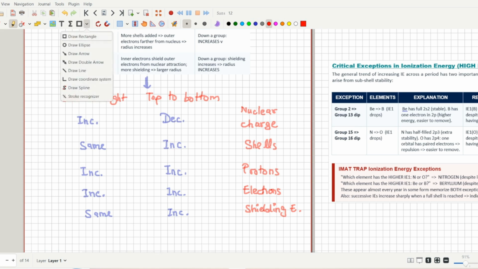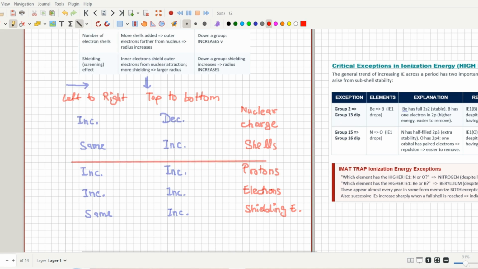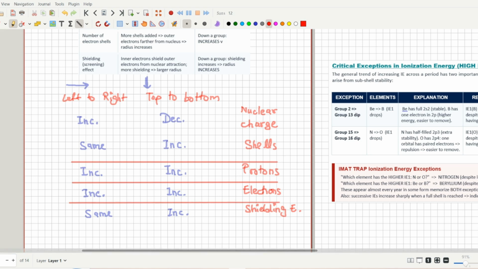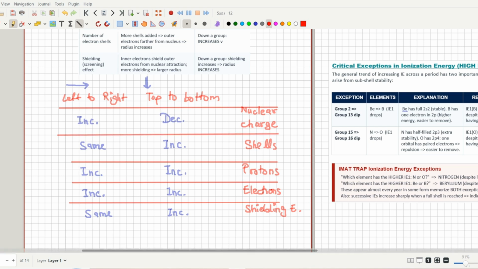As you can see here, the first thing you have to understand is the number of protons. The number of protons is always going to be increasing. The same is true for the electrons. The electrons will also always increase, but the thing that makes the most difference is the nuclear charge. Nuclear charge is actually the game changer here. When you move from top to bottom, the nuclear charge actually decreases, and when you move from left to right, the nuclear charge actually increases.